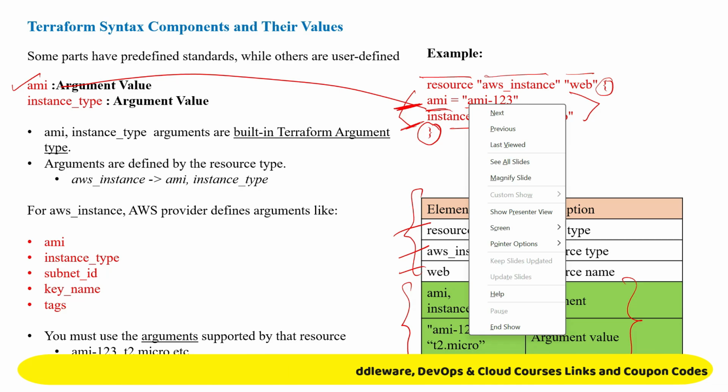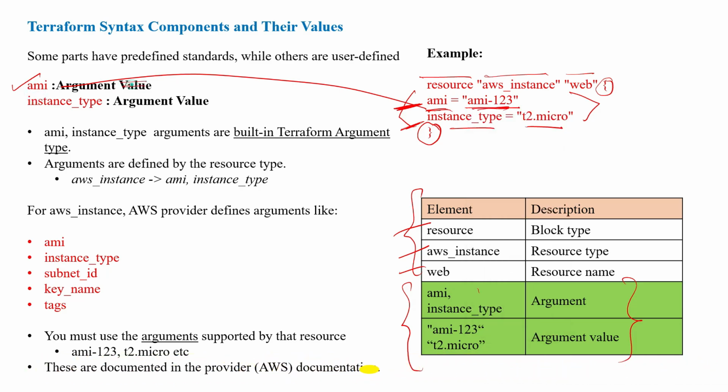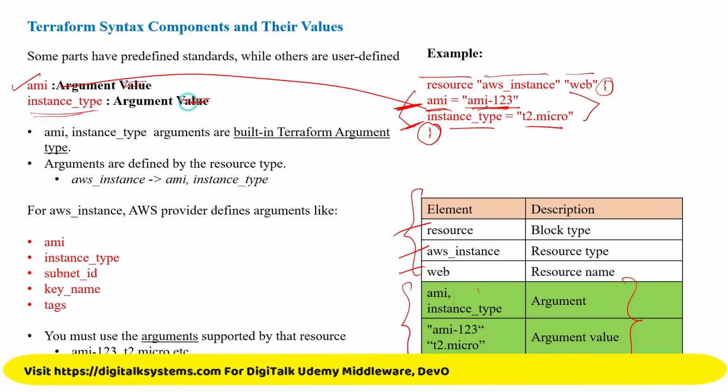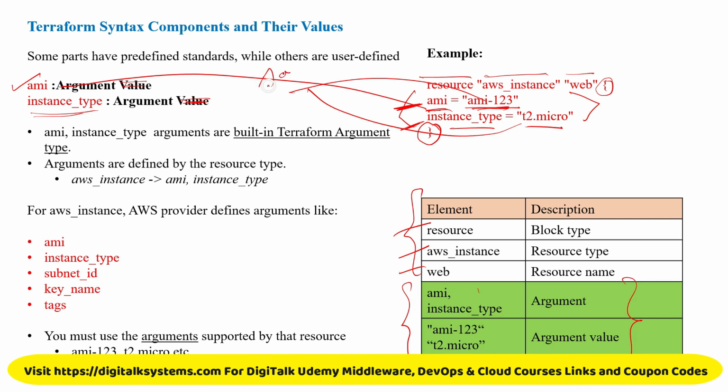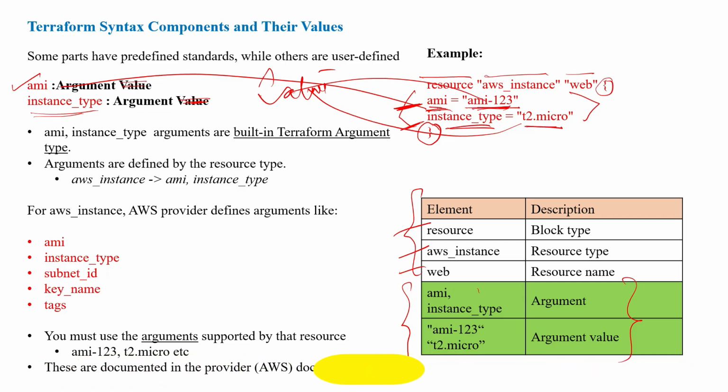Okay, so this is wrong. AMI is your argument, and instance type is again your argument. Okay, and your AMI123 and this t2.micro are the argument values. Right, key value, argument and argument value. So AMI and instance type are built-in Terraform arguments. So that means the arguments that we are passing here are pre-built ones. Okay, you cannot use them according to your choice.